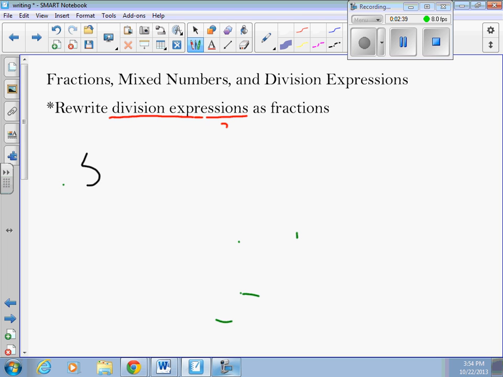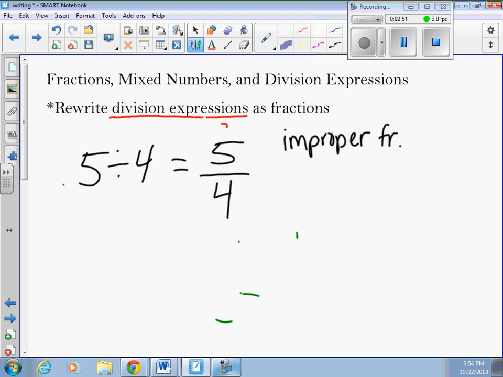Let's say we have 5 divided by 4. We rewrite this as 5/4. Now you might notice this is an improper fraction. All improper fractions can be rewritten as mixed numbers. Since this bar means to divide, let's just solve 5 divided by 4, but using long division instead.